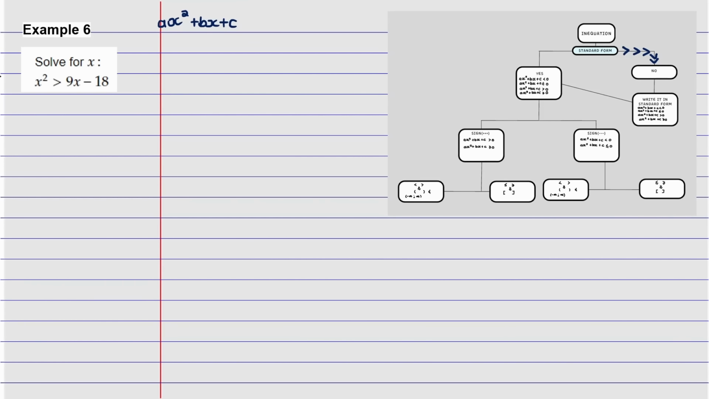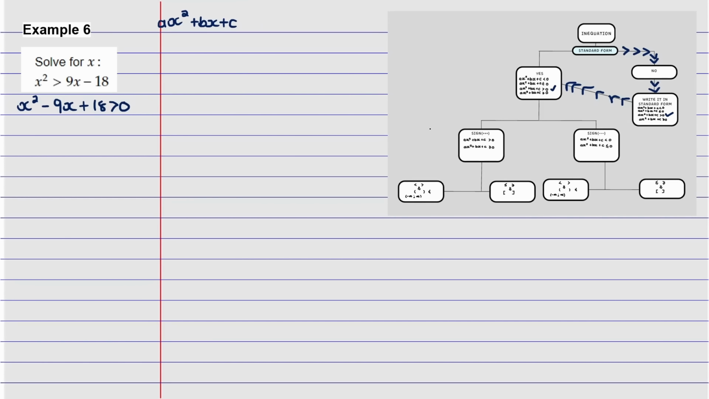Then now let's write it in standard form. Remember that we want our a to be always what? Positive. So I'm just going to leave the a this side and take everything to one side. So it's going to be x squared minus 9x plus 18, and this is going to be greater than 0. Then now we wrote it in standard form. So now we know the fact that it's in standard form, so we move to saying yes. And again, I'm going to take off that standard form, which is this one.